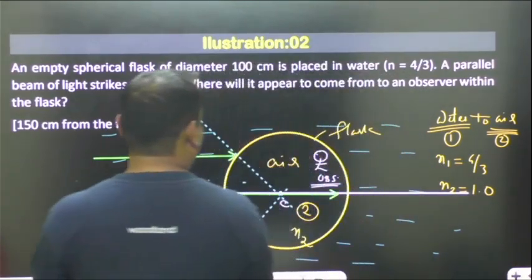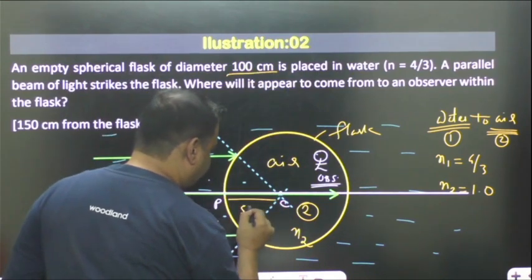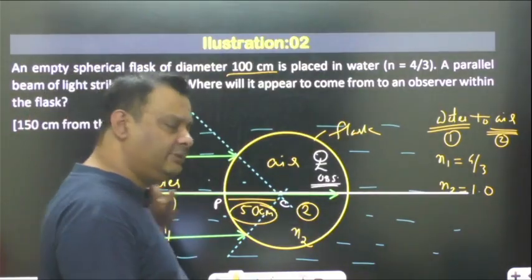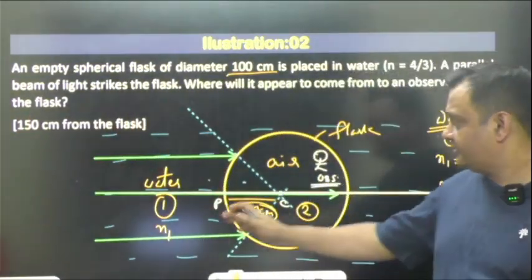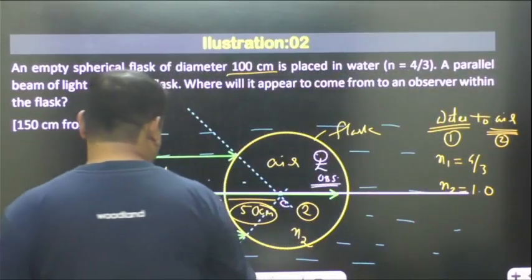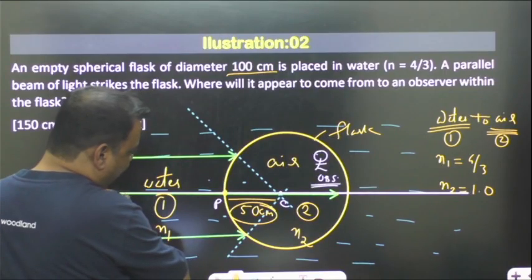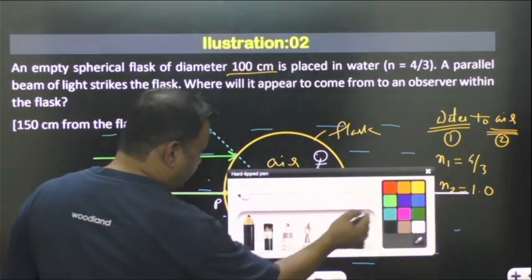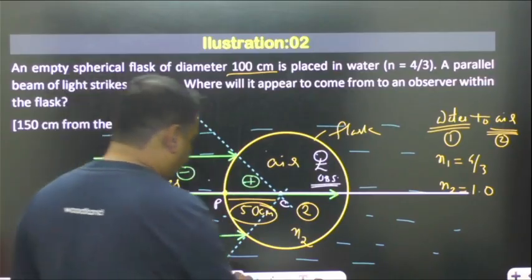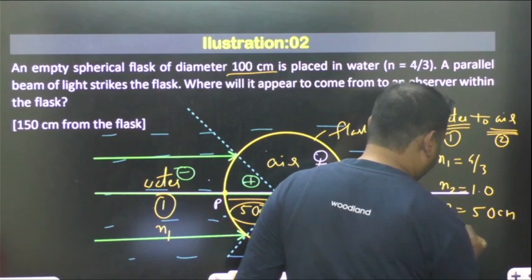What is the radius of curvature? The diameter is 100 centimeter, so the radius will be 50 centimeter. Now which will be the positive side? Whether water will be the positive side of the principal axis coordinate system or air will be the positive side? The pole is acting as the origin, we know, and rays are going from water to air. So air will be the positive side and the water side will be the negative side. So the radius will be plus 50 centimeter.